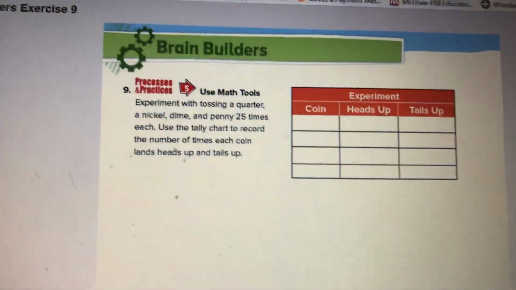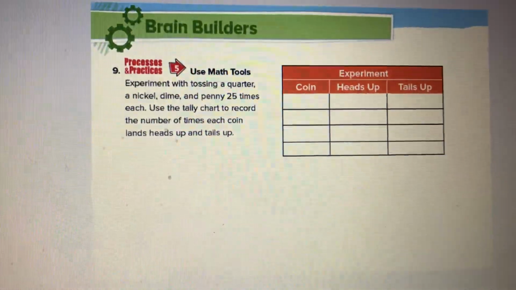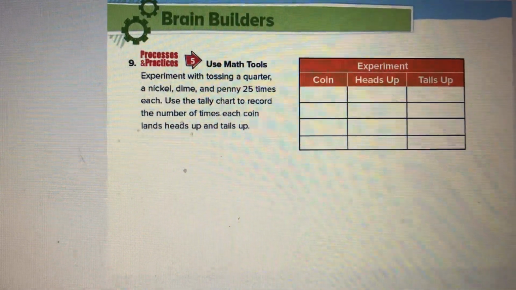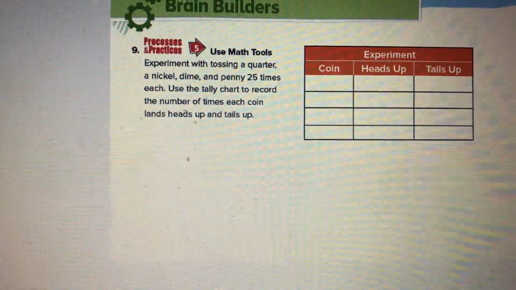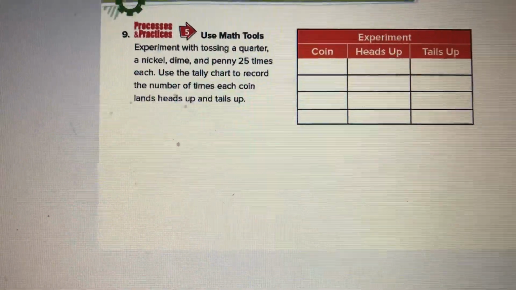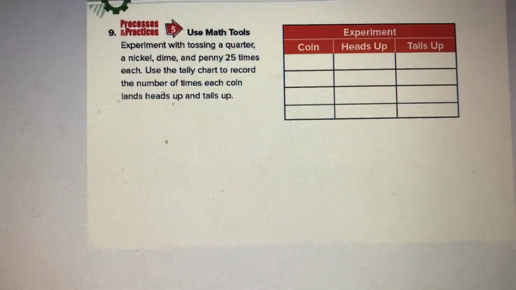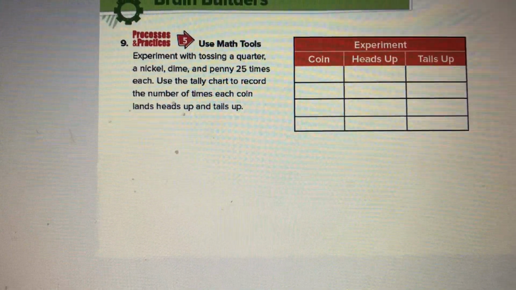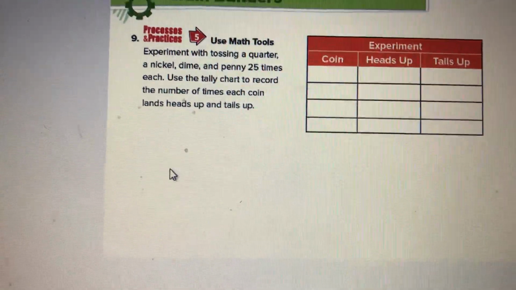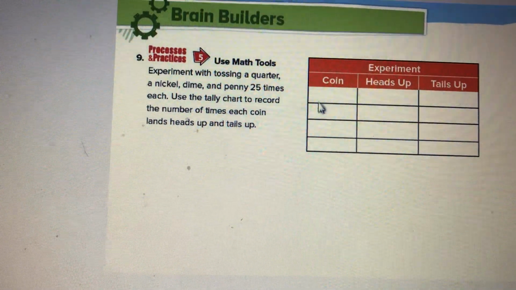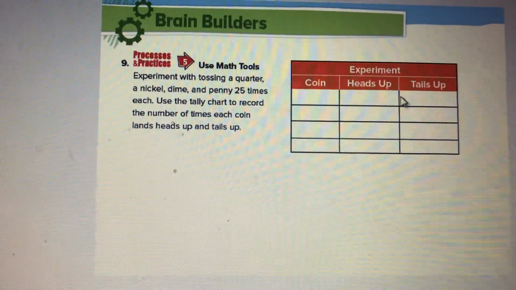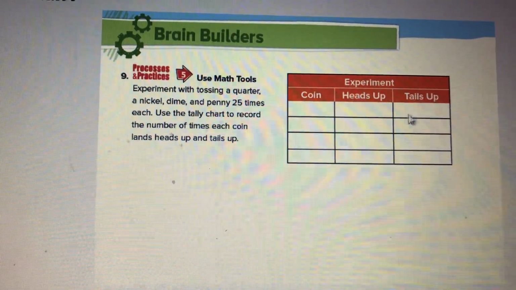All right. A brain builder. It says experiment with tossing a quarter, a nickel, a dime, and a penny 25 times each. Use the tally chart to record the number of times each coin lands heads up and tails up. So here you're going to list quarter, nickel, dime, penny. 25 tally marks total should be here, okay?